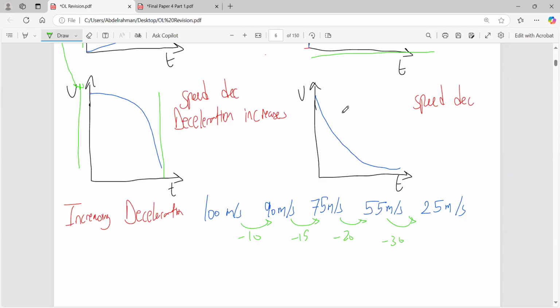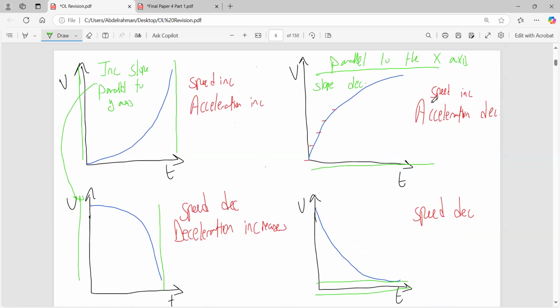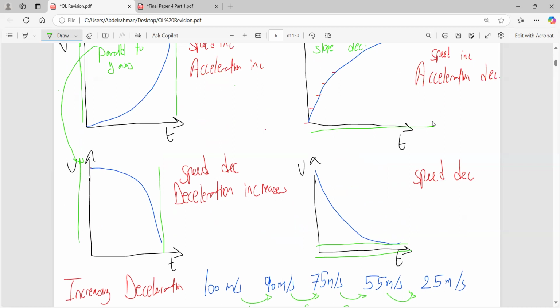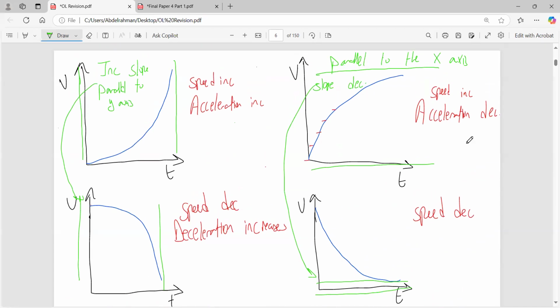What about the last graph? What's happening? Finally, it's becoming almost parallel to the x-axis, like this. It's becoming parallel to the x-axis, meaning that the slope is decreasing. What does it mean that the slope is decreasing? It means the acceleration is also decreasing. Or in this case we will not call it acceleration; this is called a deceleration. So the deceleration is decreasing. Deceleration decreases.